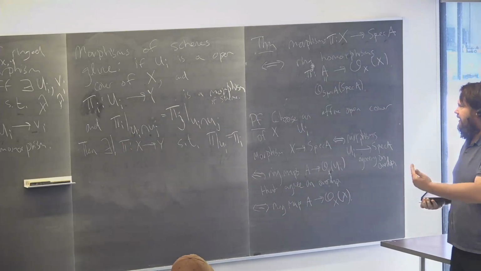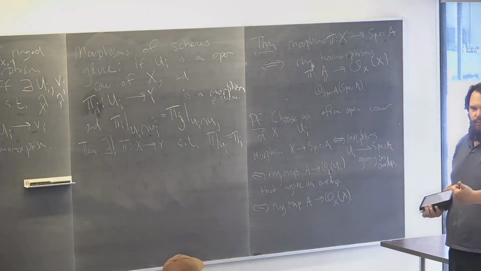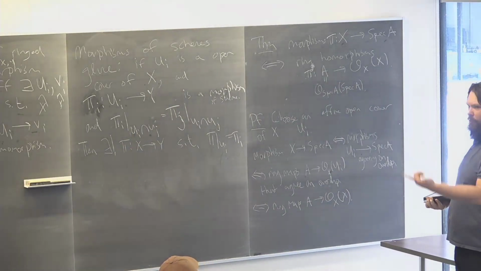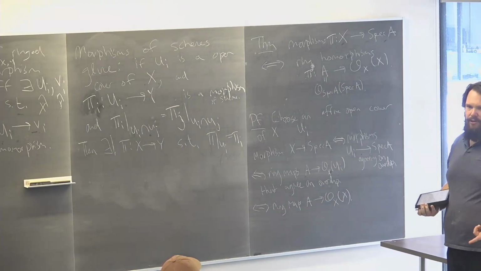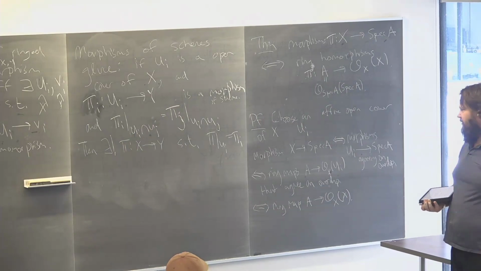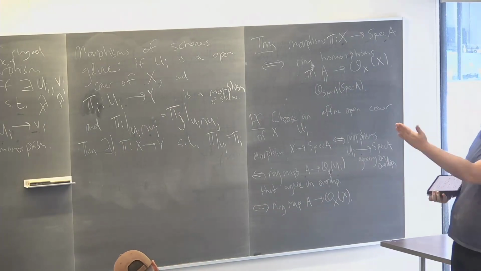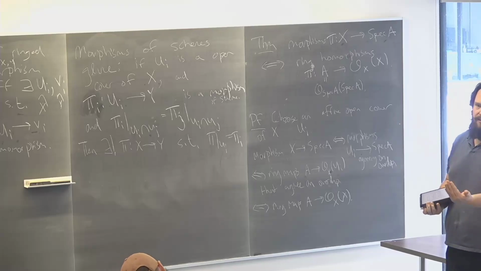Well, again, what's the data of the map? It's where every point goes. That's obviously unique because every point lies in one of the UIs. It's what's the map on sheaves? That's obviously unique because a map on sheaves is determined by what it does on stalks, and every stalk is in one of these open sets. And that's all the data, right? The third thing is a condition. It's true or it's not true, but it's not extra data.